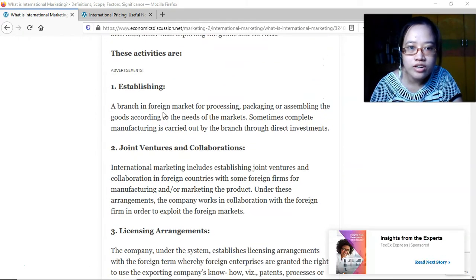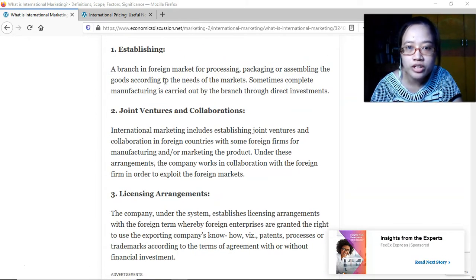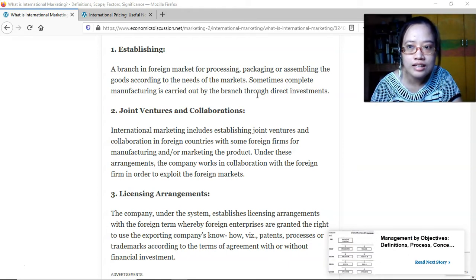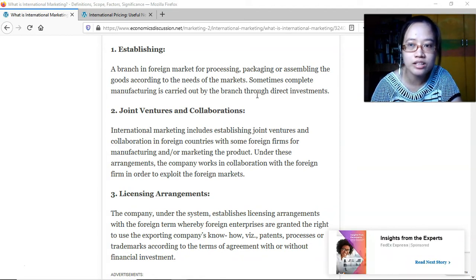These activities are establishing a branch in foreign market for processing, packaging, or assembling the goods according to the needs of the market. Sometimes complete manufacturing is carried out by the branch through direct investments. Okay. There are also cases wherein companies would set up factories in other countries for the sole purpose of manufacturing certain parts of their product. Not the product itself, but just parts of it.